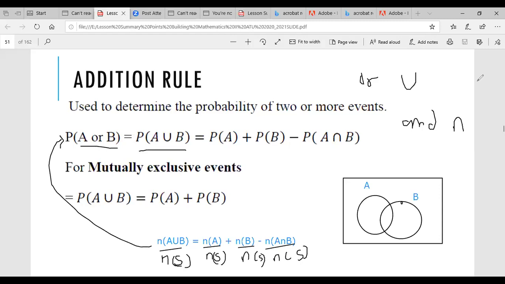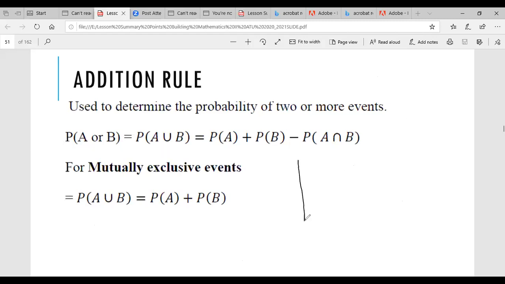Having said that, there are certain events which are mutually exclusive. What do I mean by that? Let's say we have a box here full of, I'm going to use colors. So let's have the first one is a black ball, another black ball, then we have a red ball and a red ball and then another red ball here.